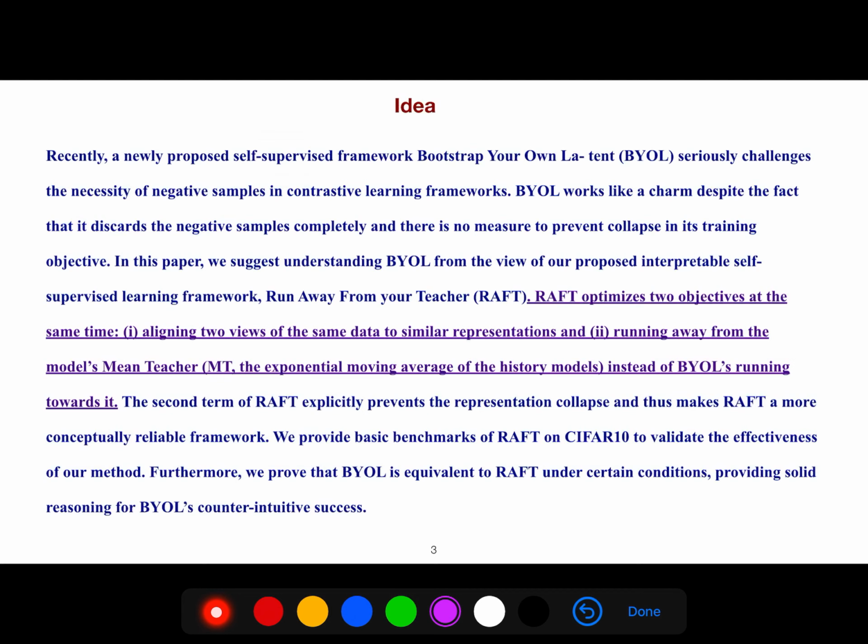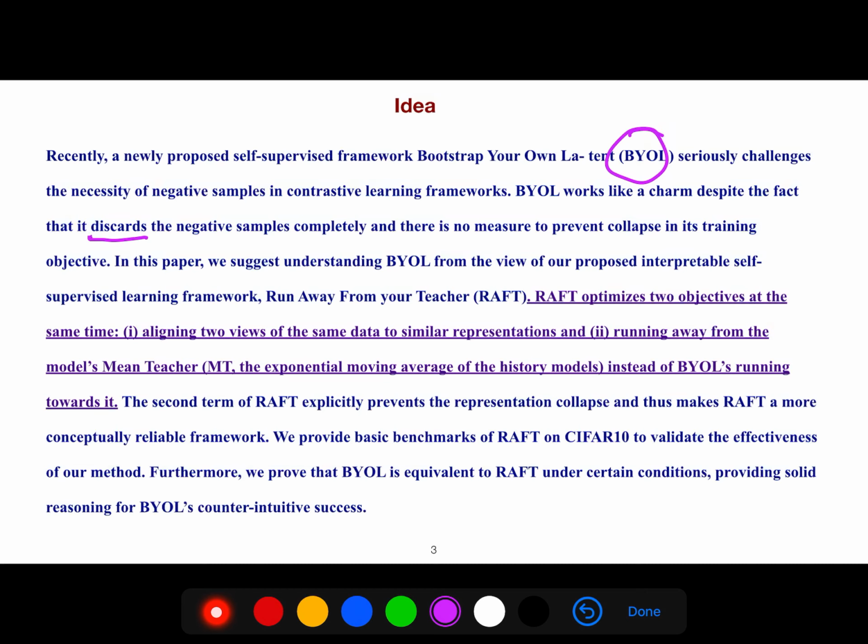The newly proposed self-supervised framework Bootstrap Your Own Latent, BYOL, that I've explained in a different lecture, seriously challenges the necessity of negative samples in contrastive learning. BYOL works like a charm despite the fact that it discards the negative samples completely, and there is no measure to prevent collapse in its training objective. In this paper, we suggest understanding BYOL from the view of our proposed interpretable self-supervised learning.